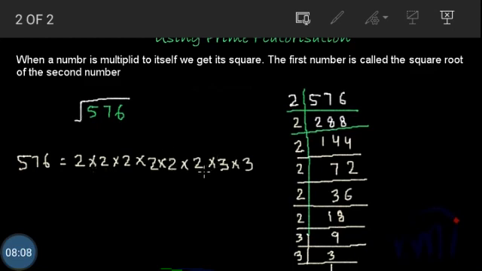And now what do we want to find? We want to find the square root of this number. So if I take the square root of this number, what do I have to do? So let's work backwards. What is a square? Square of a number is the result when a number gets multiplied by itself, right? And the first number is called the square root of the second number. This is the definition, right?